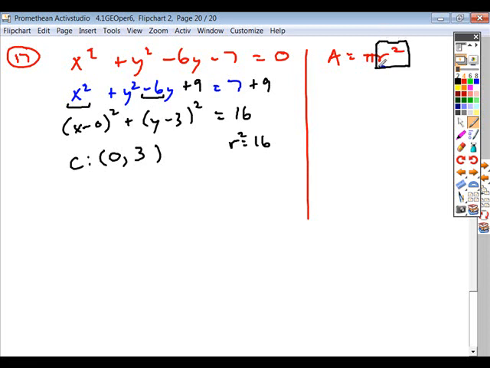In order to solve your equation or formula for area, you need to know what r squared is. Well, do we know what r squared is? Yeah, so we can just substitute that in. And so the more efficient route would just be 16 pi is your answer, or if you're putting it into decimal form, convert that.